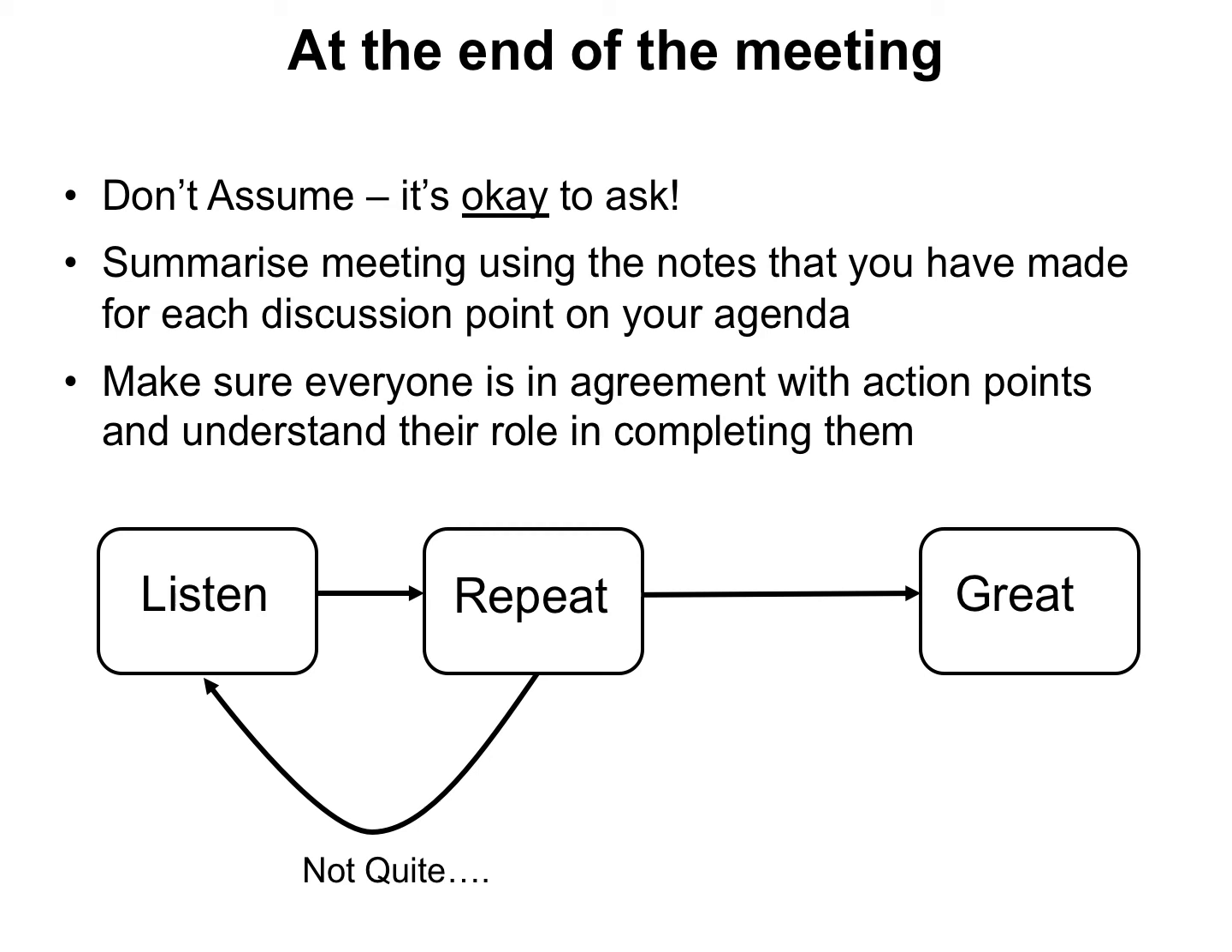So don't assume that everybody has understood everything that has been said in the meeting. Always summarise your meeting with the notes that you've perhaps taken during your meeting. It's always useful to have a pen and a piece of paper or a laptop with you when you go into your meeting so that you can make notes which you can then use to summarise at the end of your meeting. Again, so everybody understands what has been said during the meeting and they can agree the action points that they have agreed to.